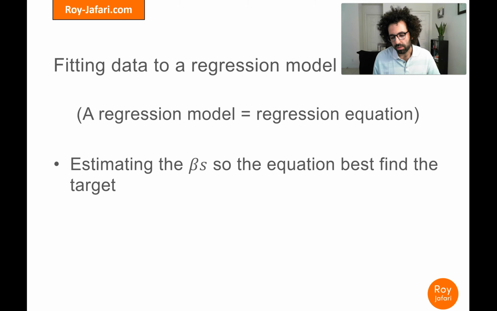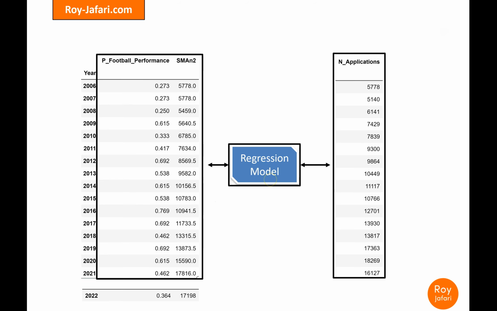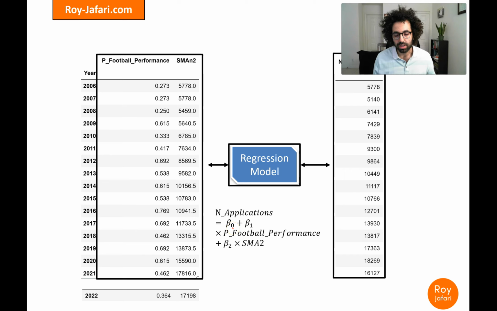Basically, we estimate the beta so the equation or the regression model can best fit to the data. By that we mean it can predict the target the best possible way. So for example, here, if you remember, this was our data from 2006 to 2021, and we wanted to connect the independent attributes to the dependent attributes, and we are using a regression model, and this is our regression model, right? So we fit this data to this model, and then we calculate the betas. Pay attention to the betas here. We calculate the betas, and these are the betas.